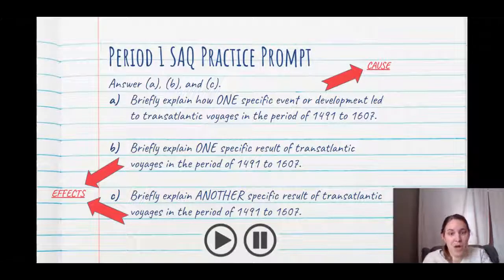So, for our practice prompt, here's your whole thing, parts A, B, and C. Briefly explain how one specific event or development led to transatlantic voyages in the period of 1491 to 1607. So, there's your cause. And then B is briefly explain one specific result of transatlantic voyages in the period of 1491 to 1607. And part C is to explain another specific result. So those are your effects.